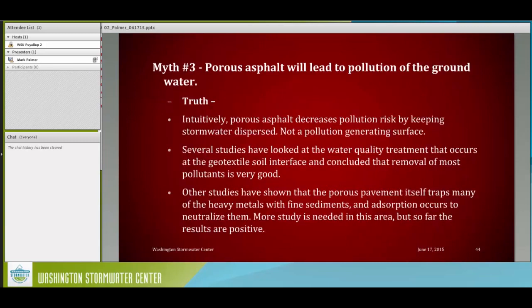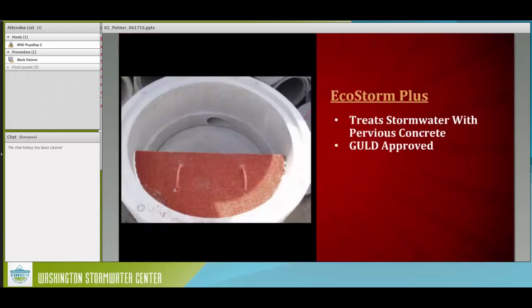Porous pavements will lead to the pollution of groundwater. And again, this is one of the ones that we haven't conclusively agreed to yet, but there's definitely been a lot of study and initial studies at WSU showing that the porous asphalt itself is actually a good treatment medium and will remove 80% or more of total suspended solids, which meets the basic water quality treatment criteria. Further than that, once you get down to the soil interface, pollutants and hydrocarbons tend to be eaten up by microbes down in those areas, and there are good studies to follow that up. From a water quality standpoint, porous pavements really do a great job.